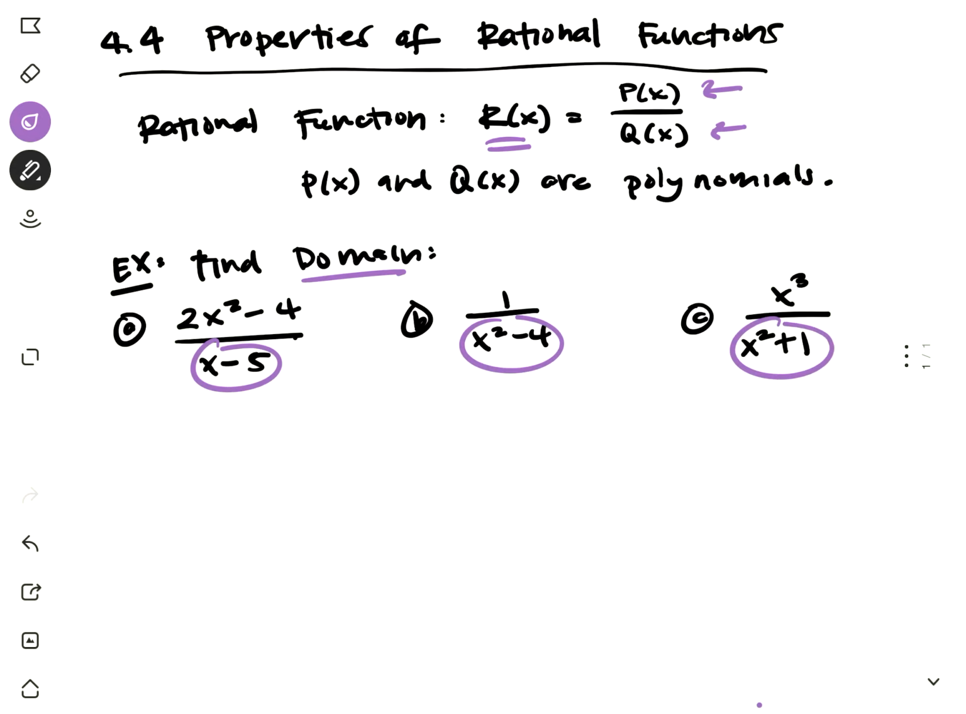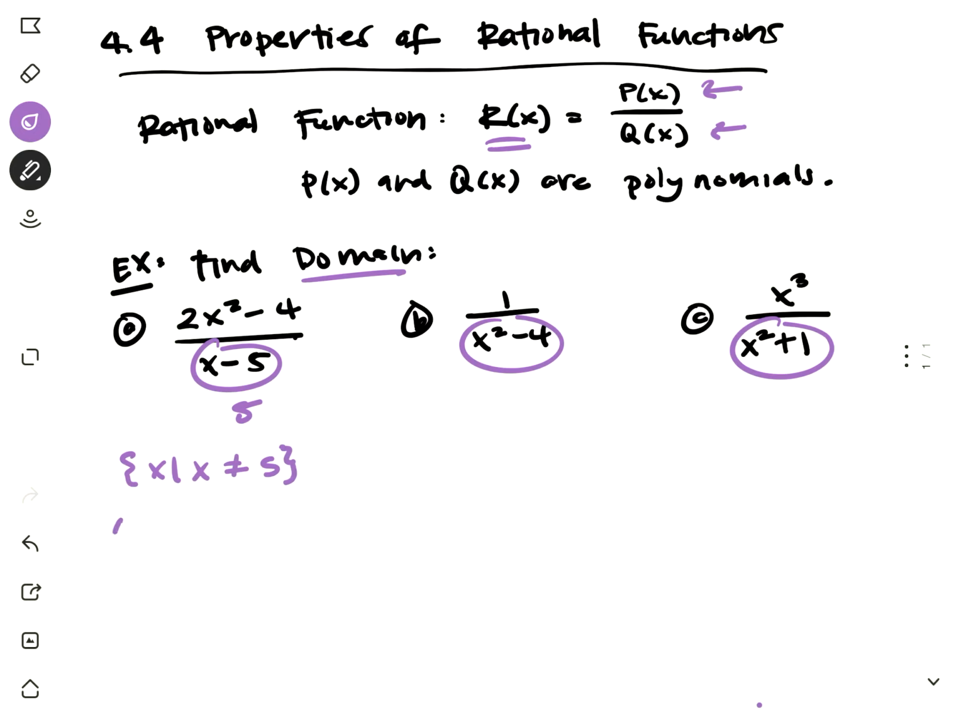What minus 5 is equal to 0? Well, then that would be 5, right? So we have to say for our domain, x such that x is not equal to 5. And it can't be equal to 5 because 5 minus 5 is 0 and we can't divide by 0.